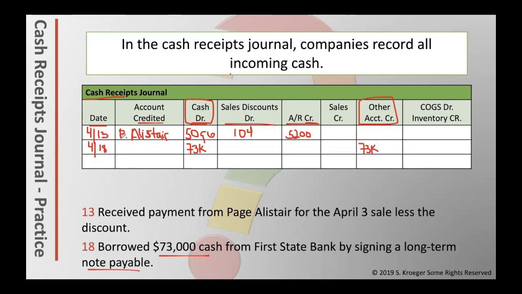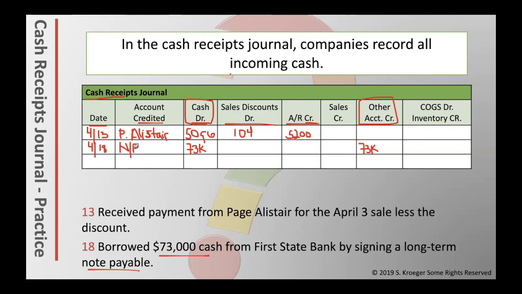In the box, we have to write in note payable so that we know what the name of the account is. Because other account is not an account name, it's just letting us know that it's another account besides the ones that are listed. So we do have to write in note payable here.